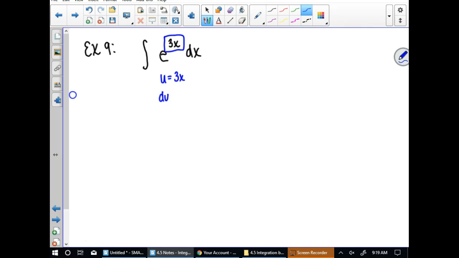So that makes du 3 dx. And so with our dx, what do we need? 3 right there. And if we put a 3 here, 1/3 on the outside. So we end up with 1/3 integral of e to the u du.